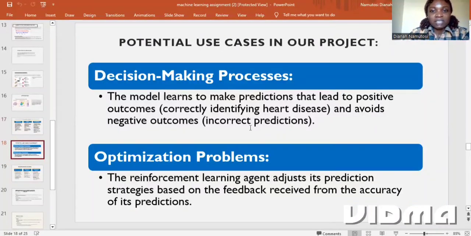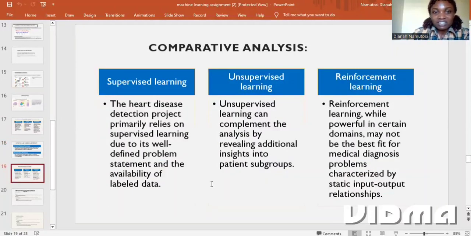It will be used in decision-making processes, for example in decision trees, to decide whether this person is at risk or not. Optimizing the problem means accurately detecting or concluding or giving a result that this person is likely to have heart disease or not. Then comparative analysis: supervised learning, it can be used. They all can be used, according to the kind of data you have and the results you want. So for supervised learning, since we have the labeled data, it is really important.